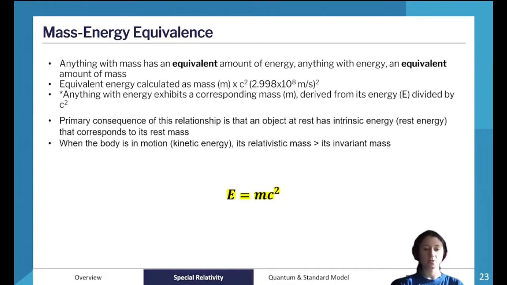The primary consequence of this relationship is that an object at rest has intrinsic energy that corresponds to its rest mass. All right? So when the object is in motion, in other words, when it has kinetic energy, its relativistic mass is greater than its invariant mass.